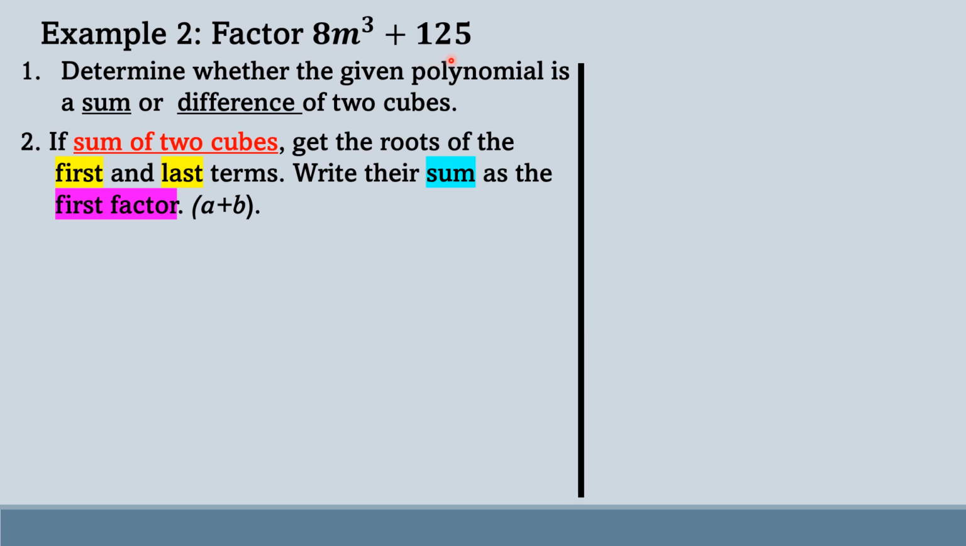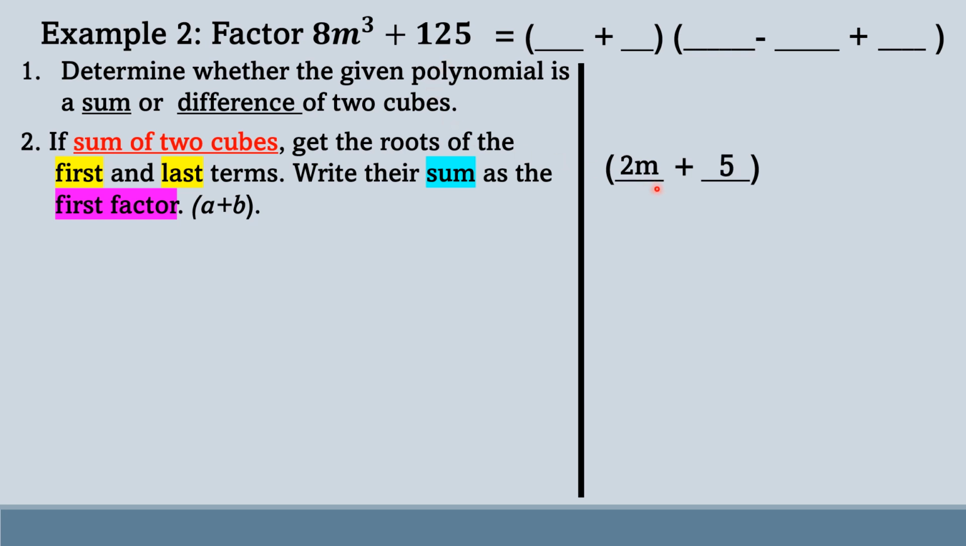So in order to get the first factor, we are going to get the roots of the first and the last terms. The first term is 8m cubed, and the cube root of that is 2m. And then the last term is 125, and the cube root of that is 5. So we are going to write that as a sum for the first factor. So we have here 2m plus 5 is our first factor.